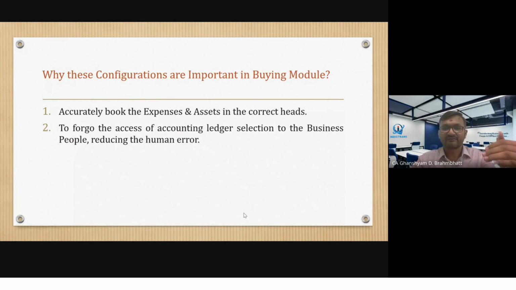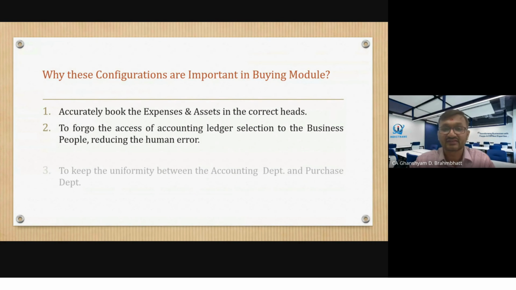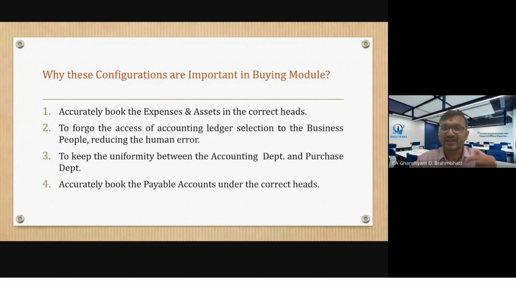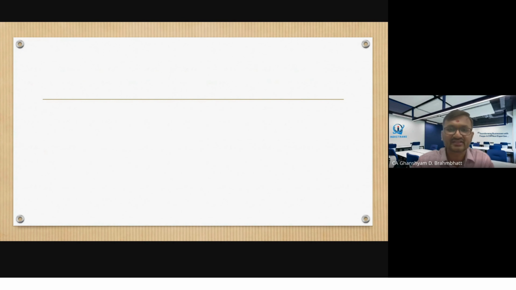So these human errors will be getting reduced. Then there will be a sync and uniformity between the accounting department and the purchase department, and you will be booking your payable account. Initially, what I have written is that expenses and assets are getting booked under the correct heads. In the same way, the payable accounts will also be getting booked under the correct heads, as I showed you right now. So this configuration is bringing a holistic picture, making it comprehensive for everyone to be on the same page of understanding when the organization is big. For a smaller organization, the same person is taking care of everything, so you don't have to worry. But when the organization is big, then all these things matter a lot.